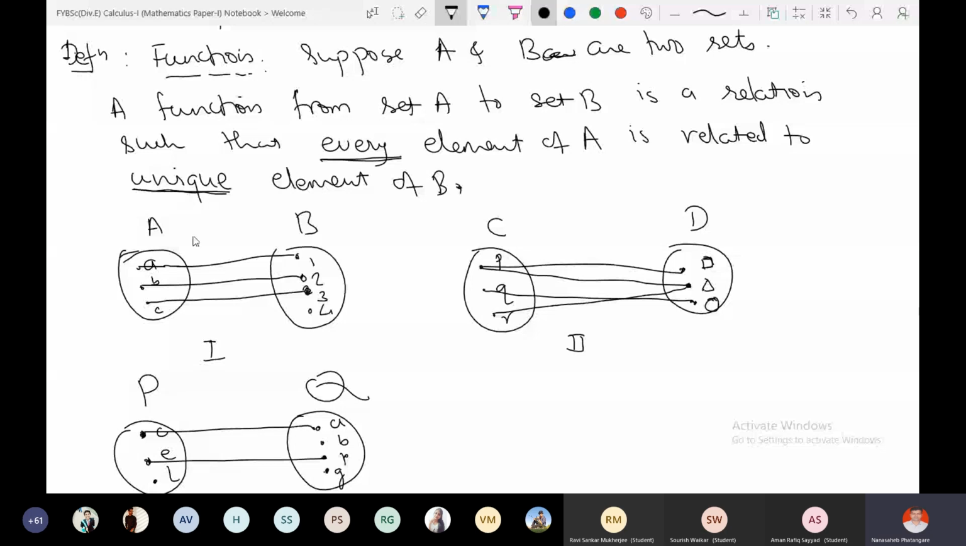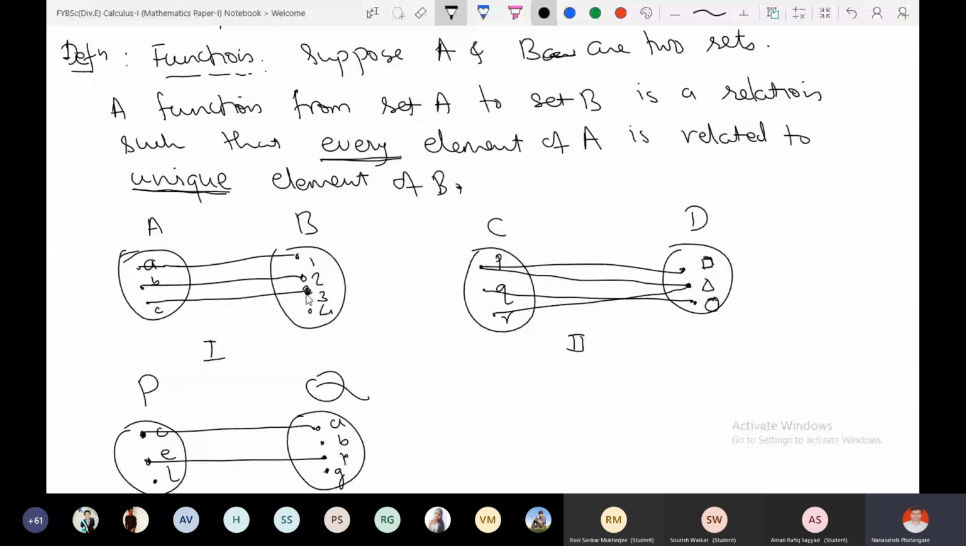Every element is related to a unique element. So A is related to 1, unique. B is related to 2, which is a unique guy here. C is related to 3, which is a unique object here. So therefore, every and unique, both conditions are satisfied. Therefore, the first situation is a function. Clear. Now go to the second situation.